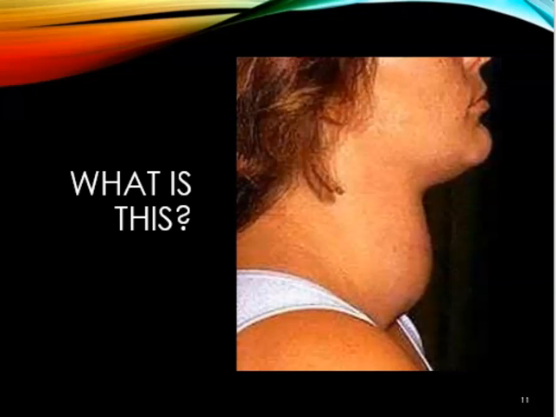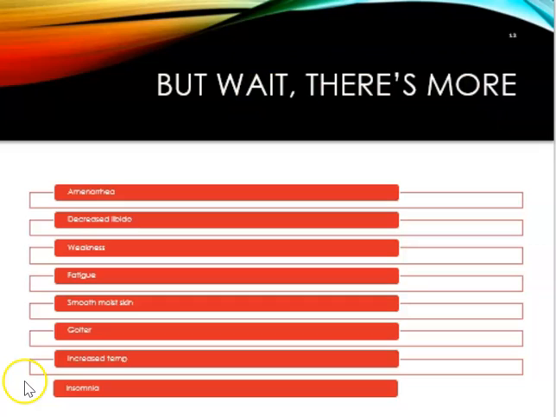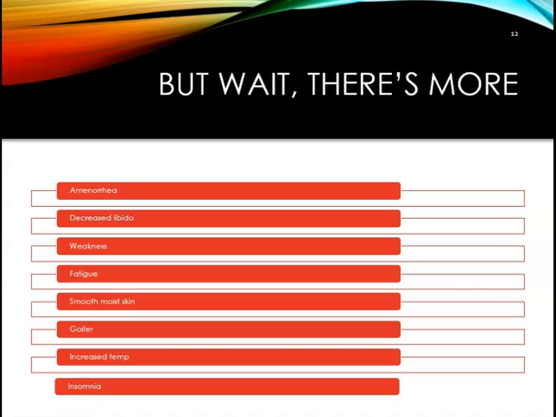disease. In someone who has Graves' disease, the antibodies produced by the immune system mistakenly attack the thyroid gland, causing it to produce excess thyroxine. So other manifestations include amenorrhea, a decreased libido, weakness, fatigue, the smooth moist skin, the goiter that we've already discussed, increased temperature, and insomnia. All of these manifestations on these previous slides should illustrate to you just how powerful and significant the thyroid is in the body.